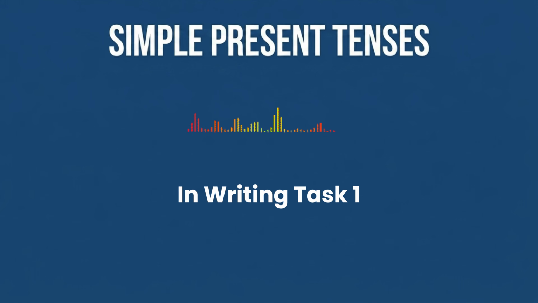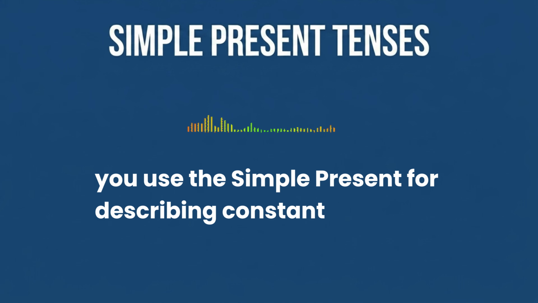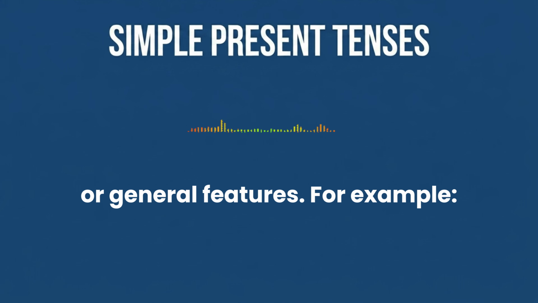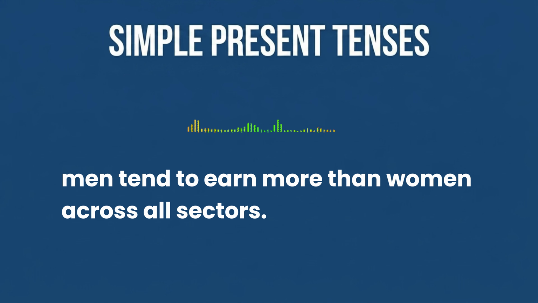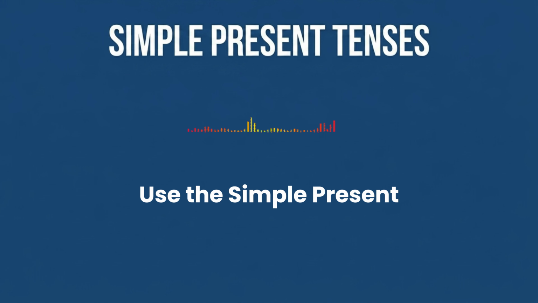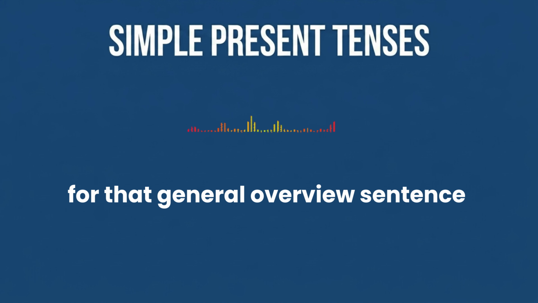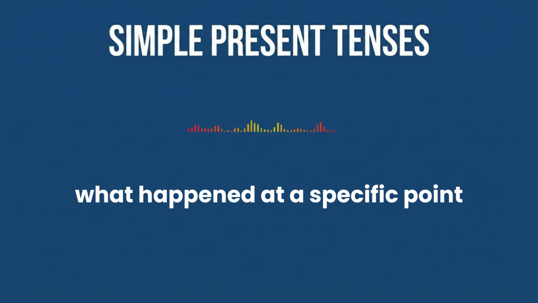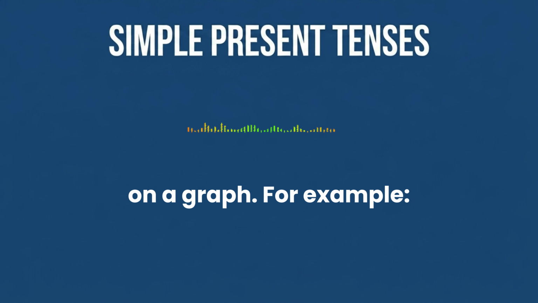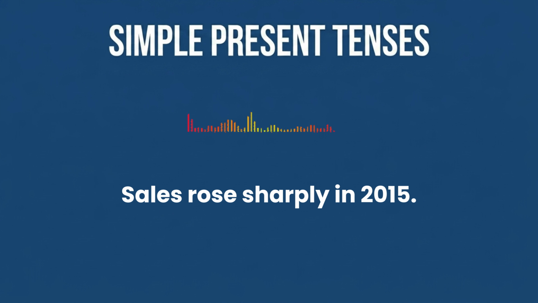In writing task 1, you use the simple present for describing constant or general features. For example, the chart shows the percentage of students by subject, or overall, men tend to earn more than women across all sectors. Use the simple present for that general overview sentence, but switch to the simple past when you're describing what happened at a specific point on a graph. For example, sales rose sharply in 2015.